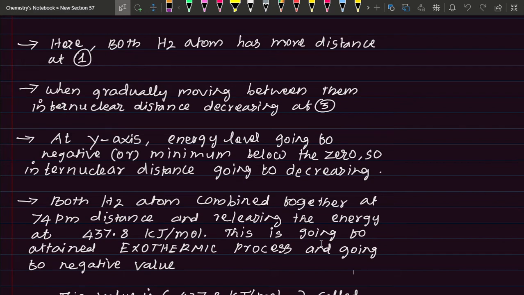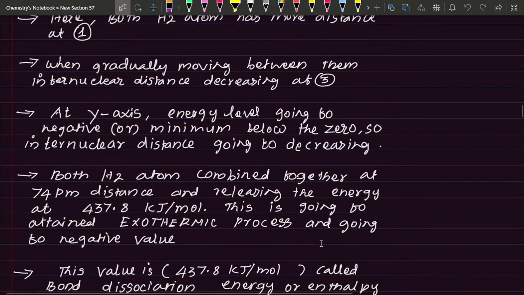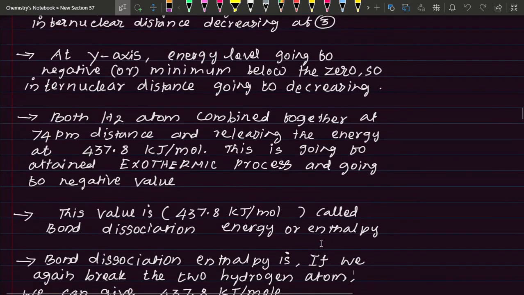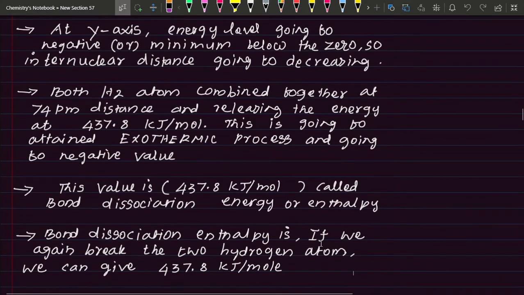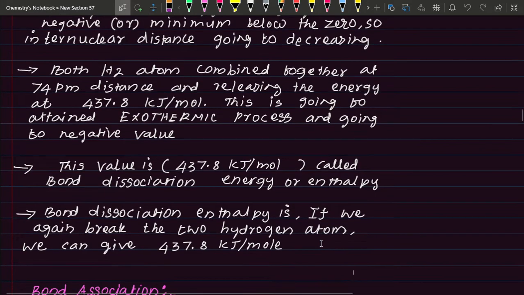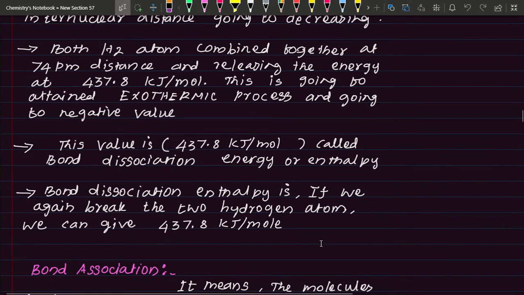This is the release of energy at 437.8 kilojoule per mole. This is an exothermic process and goes to a negative value. This value, 437.8 kilojoule per mole, is called bond dissociation energy or enthalpy. Enthalpy means heat. So we can say energy or enthalpy.